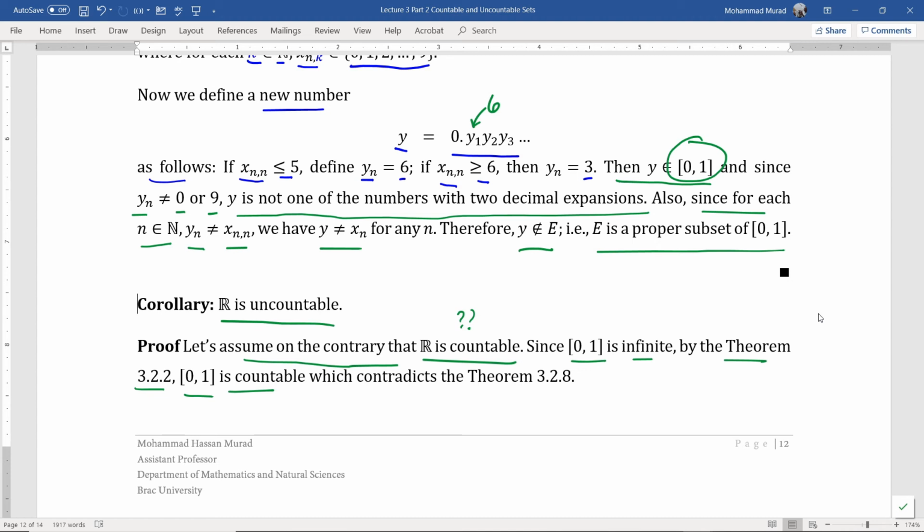Since we assumed R is countable and the closed interval 0 to 1 is infinite, which is a subset of R, by theorem 3.2.2, the set must be countable. But this contradicts the theorem we just proved, namely, the closed interval 0 to 1 is uncountable. So this contradiction proves that R must be uncountable.